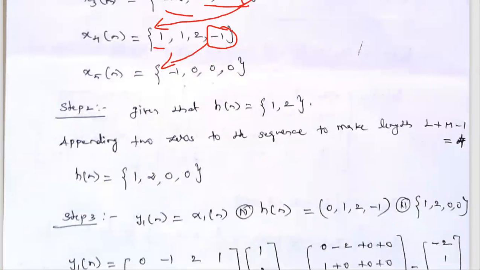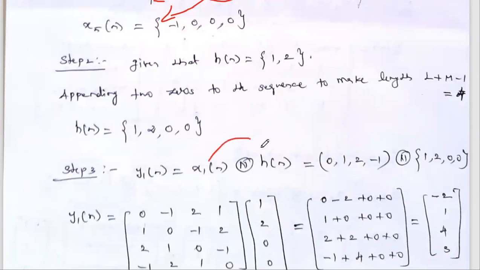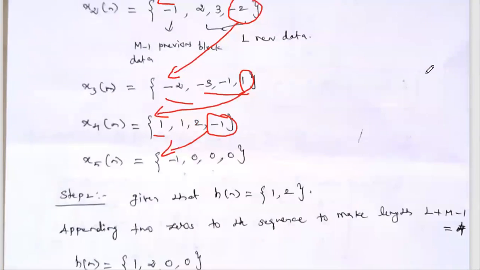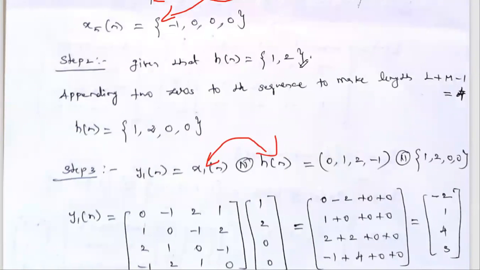Okay, then what is the next step? H of n. What is the given h of n value? 1, 2. In the next step we are going to perform circular convolution. In order to perform circular convolution, the 2 sequences must have the same length. But here x1 of n, x2 of n have how much length? 4. L plus m minus 1 is 4. So to make the h of n length also 4, we have to append 2 zeros. So h of n is equal to 1, 2, 0, 0.